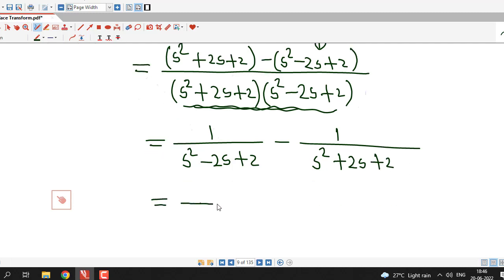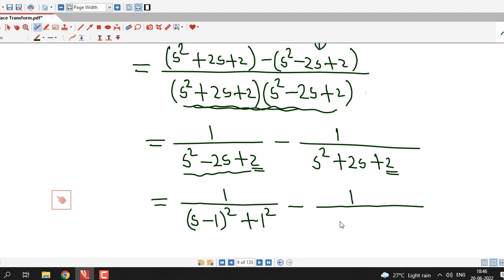Now here we have to set the last term. If we consider 2 as 1 plus 1, then here we will have s square minus 2s plus 1 plus 1. So I can rewrite this s square minus 2s plus 2 as square of s minus 1 plus 1, that is 1 square. Similarly, I can rewrite this as square of s plus 1 plus 1, that I write as 1 square. You can check, this is s square minus 2s plus 1 plus 1, that is 2. Similarly, this one.